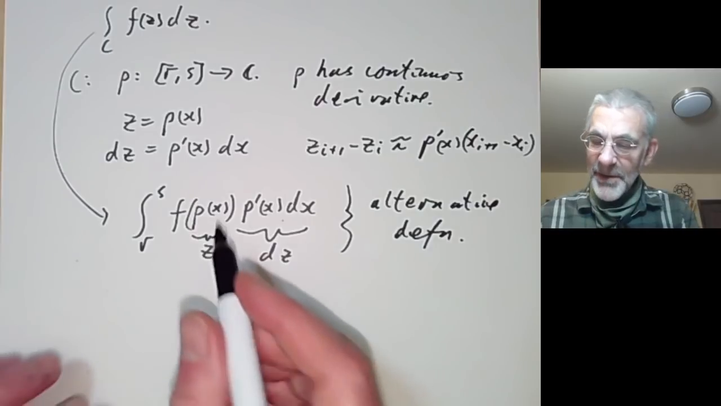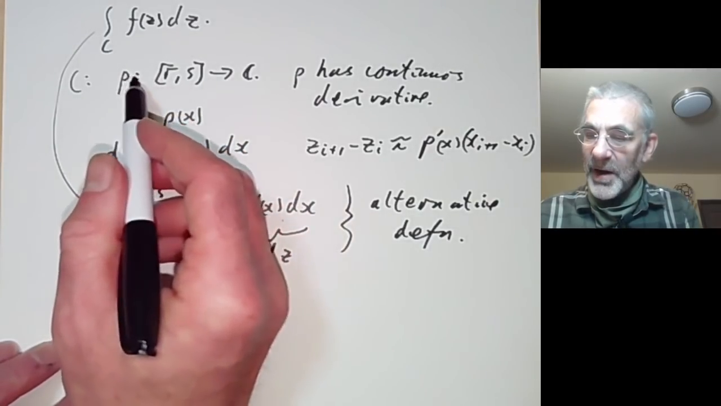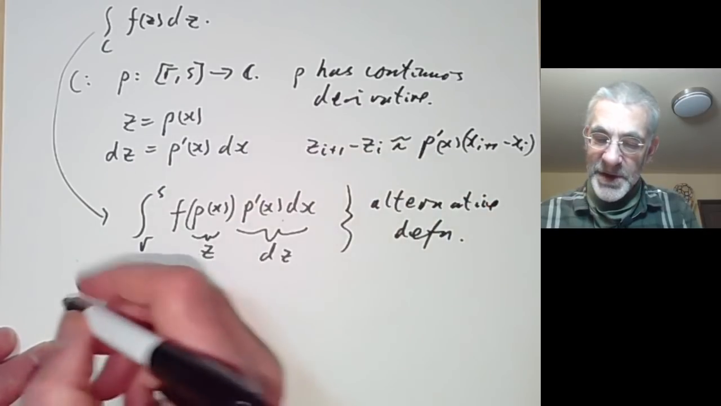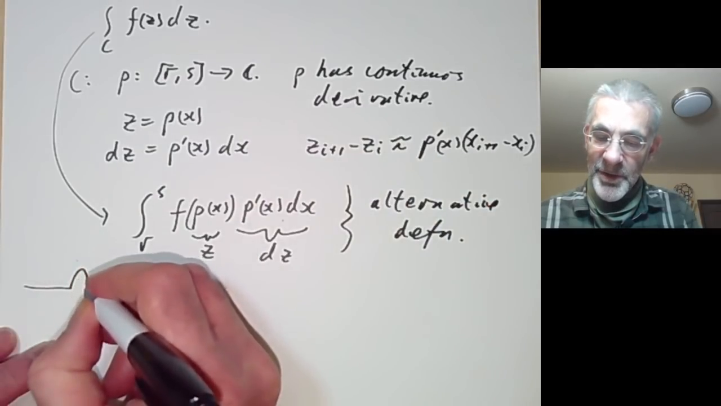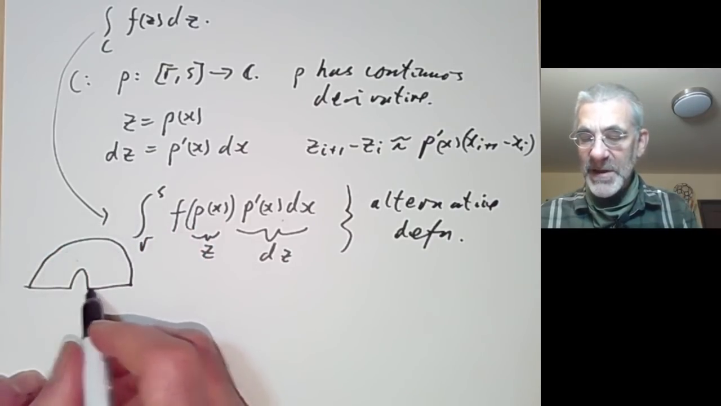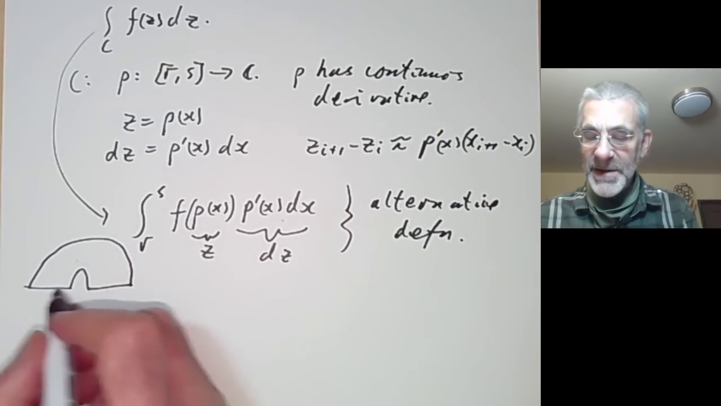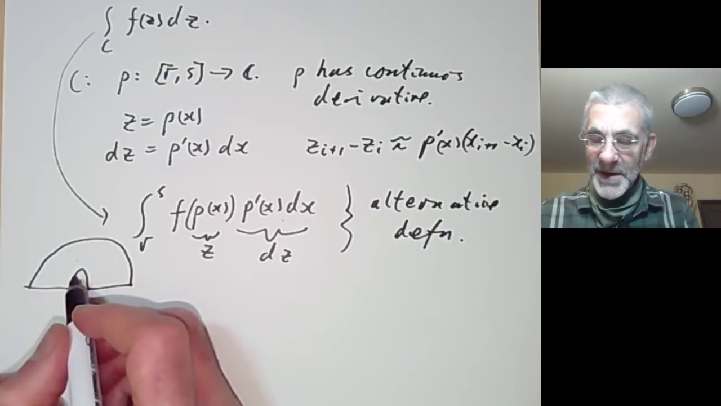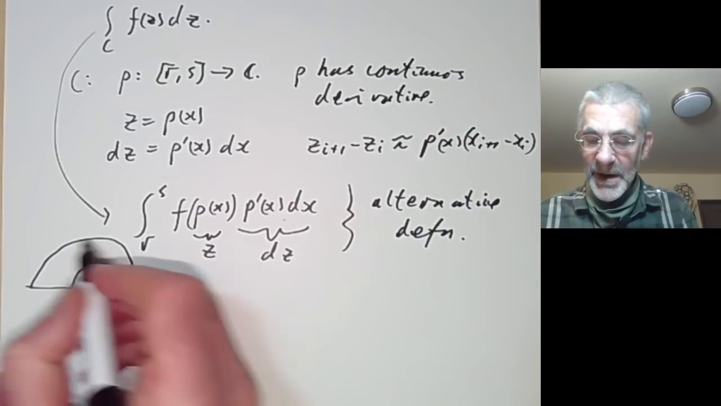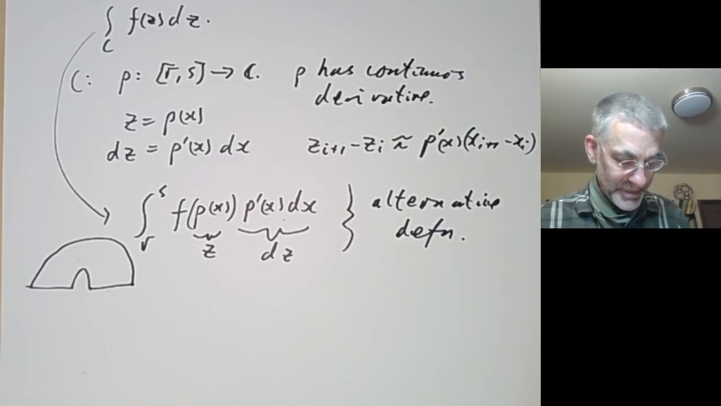I should point out that quite often the path that we take doesn't have a continuous derivative. We might want to integrate along a path that looks something like this, but that's not a big deal because we can split this up into a finite number of pieces, each of which has a continuous derivative, so we can just define the integral as the sum of the integrals over these pieces.